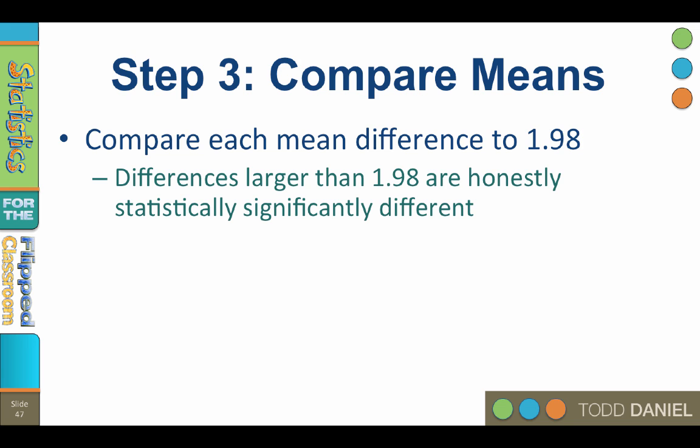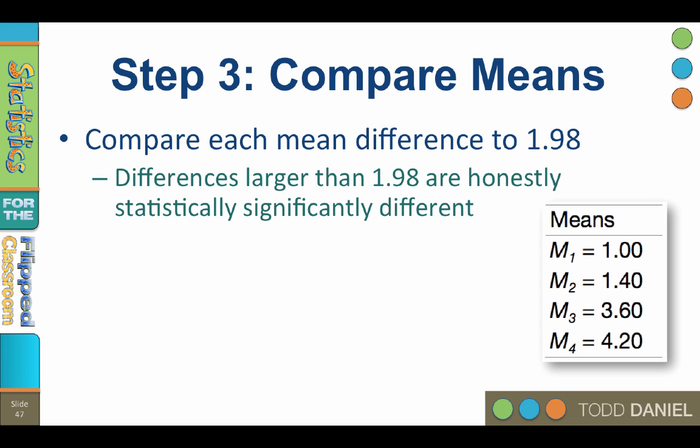Compare the means. We must compare each mean to the others. Means that differ by more than 1.98 are statistically significantly different. And remember that 1.98 is specific to this example. Other ANOVAs will have a different HSD value. Means that differ by less than 1.98 are not honestly significantly different.